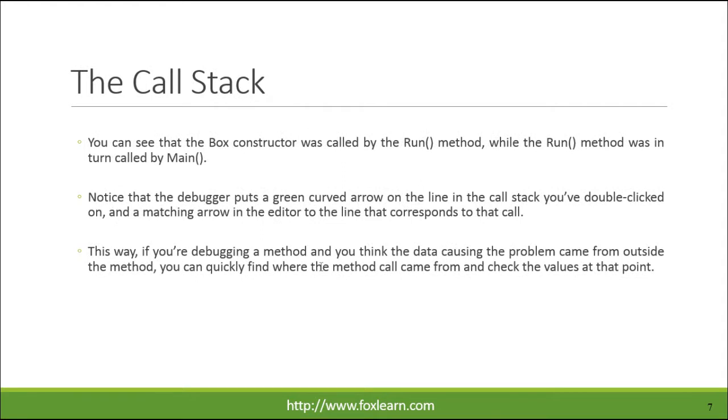You can see that the box constructor was called by the run method, while the run method was in turn called by main. Notice that the debugger puts a green curved arrow on the line in the call stack you've double-clicked on, and a matching arrow in the editor to the line that corresponds to that call. This way, if you're debugging a method and you think the data causing the problem came from outside the method, you can quickly find where the method call came from and check the values at that point.